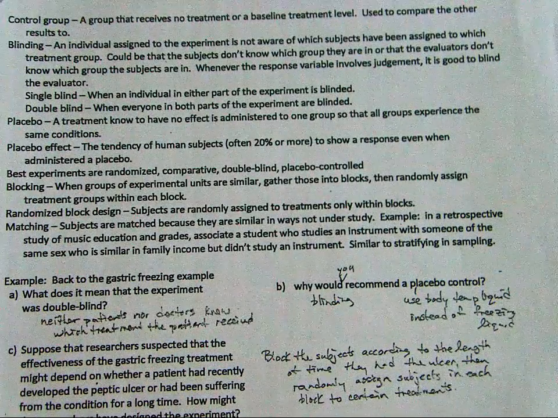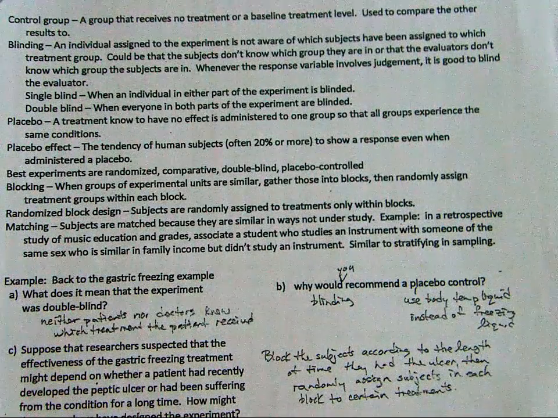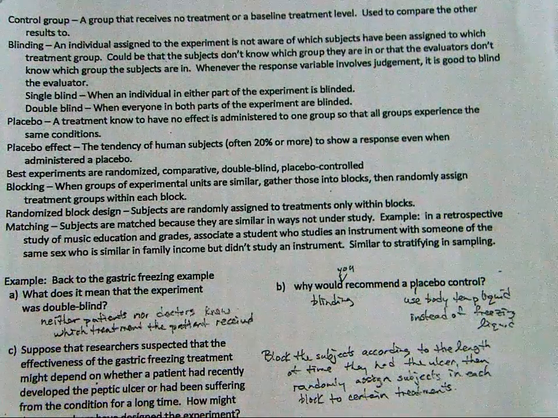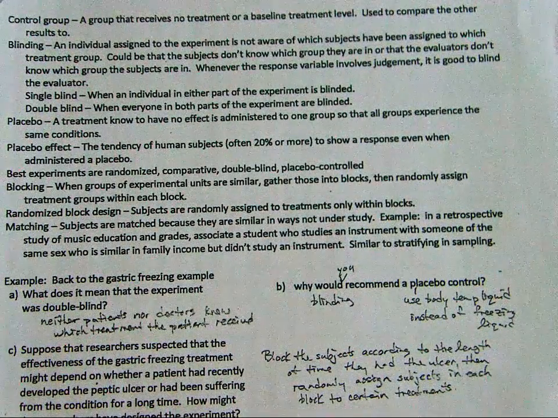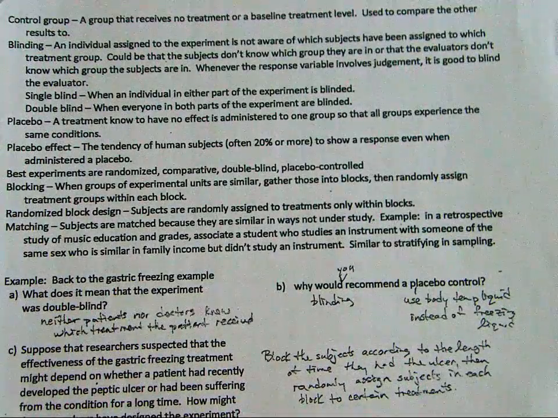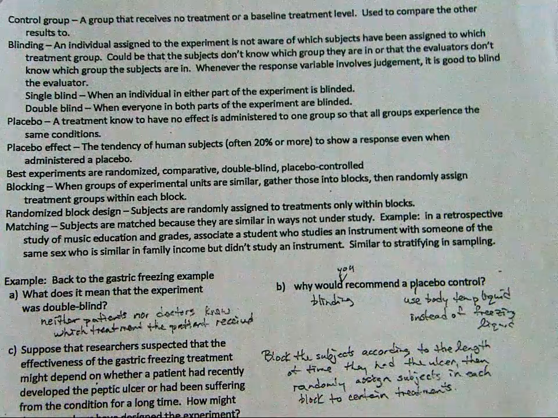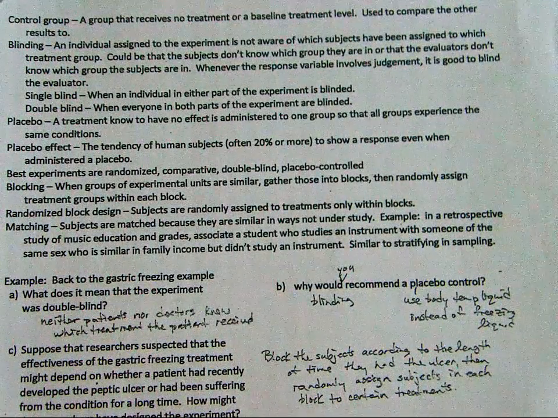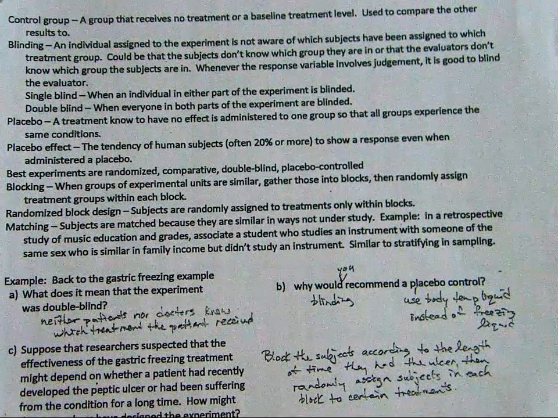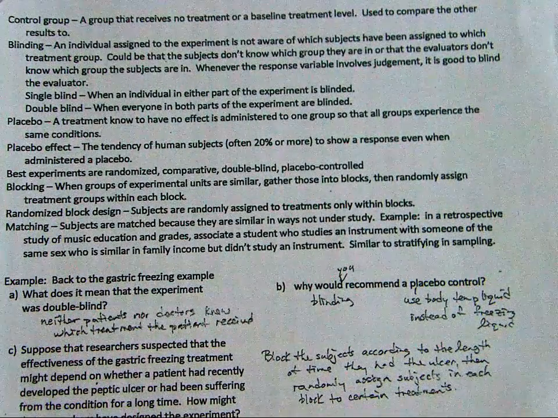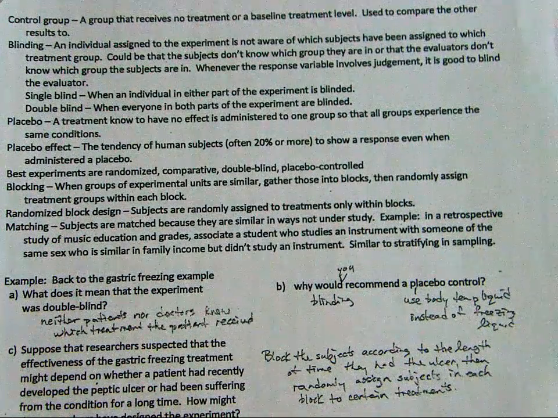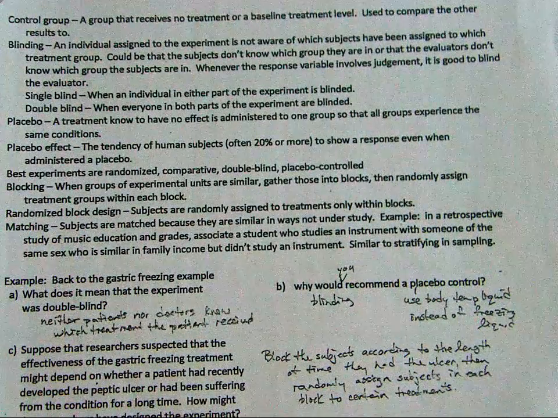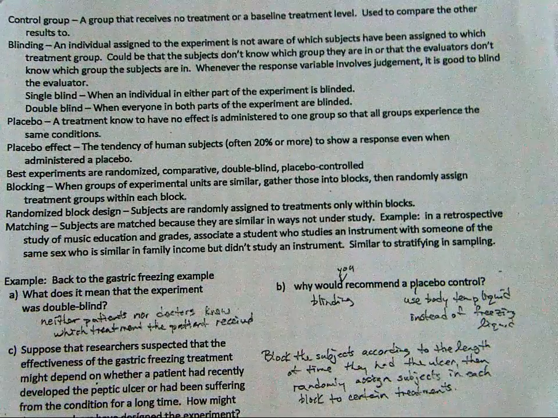Blocking. This is different than the block we mentioned before. Blocking is when you take a bunch of experimental units that are similar and you put those into one block. Then you randomly assign your treatment groups within that block. So if you have a block of 24 similar things, you have 8 of them do this, 8 of them do this, 8 of them do this. And then randomized block design, you randomly assign the subjects treatments, but only within those blocks.